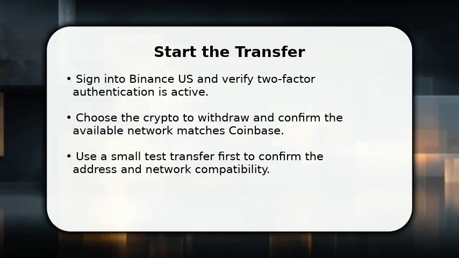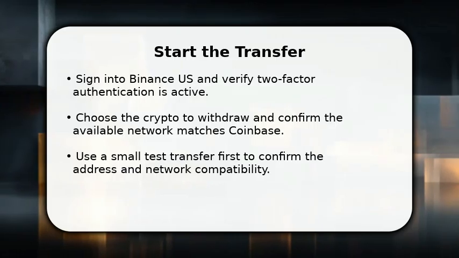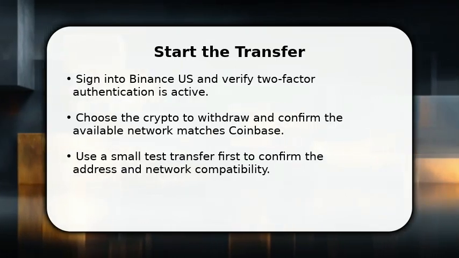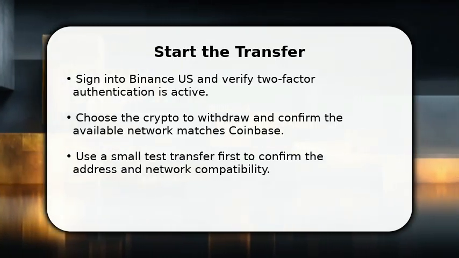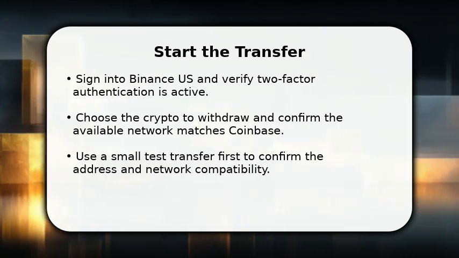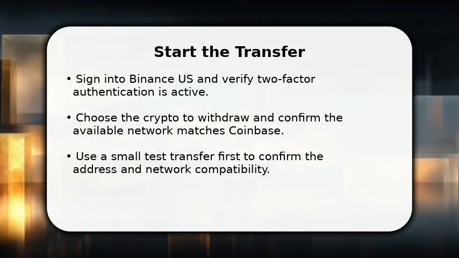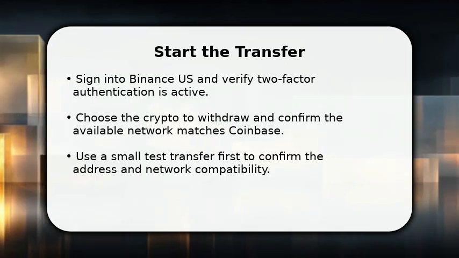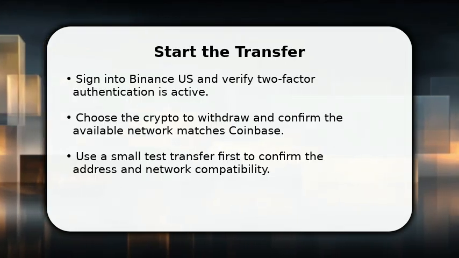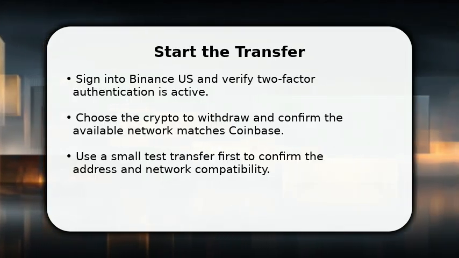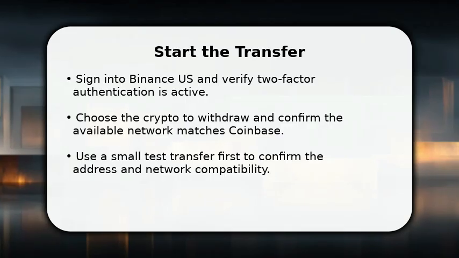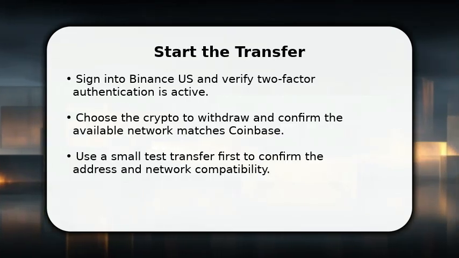In this video, I will explain how to transfer crypto from Binance US to Coinbase step by step. Open Binance US and sign in, go to Wallet, choose the crypto you want to move, tap Withdraw, paste your Coinbase deposit address, select the correct network, enter the amount, confirm security checks, submit the transfer, then monitor transaction ID until Coinbase shows the funds.